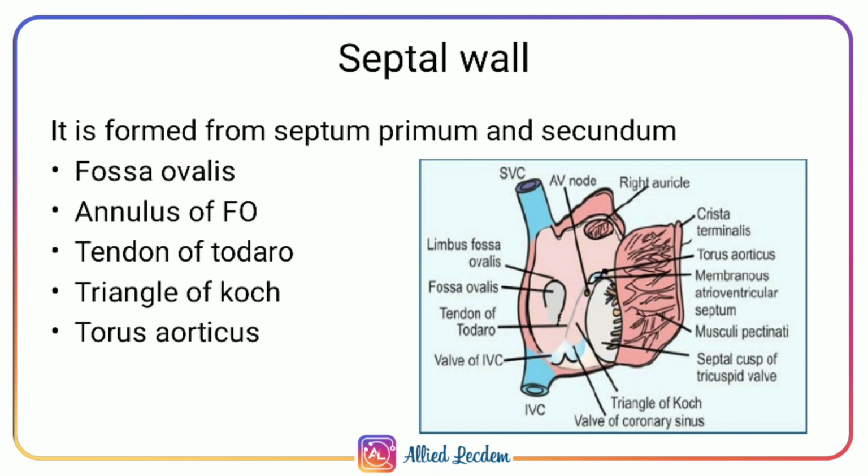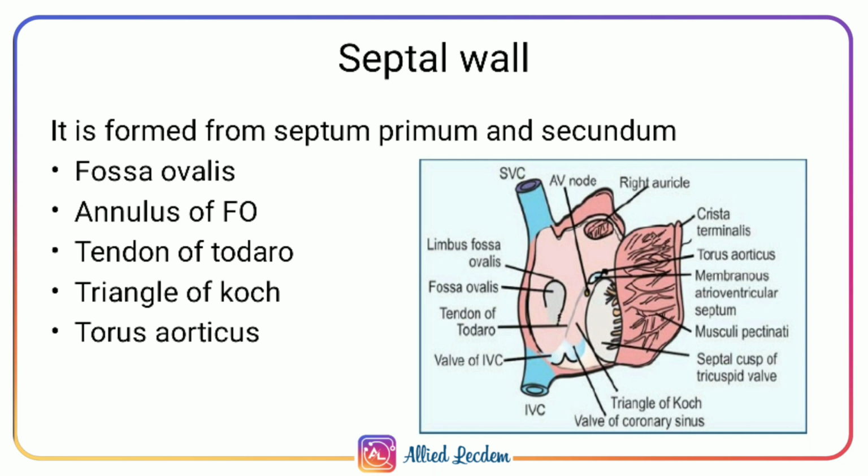Septal wall. It is formed from the septum primum and septum secundum of the embryological stage. It comprises the fossa ovalis. The rim around it is called the annulus of the fossa ovalis. This is formed due to the closure of the foramen ovale.